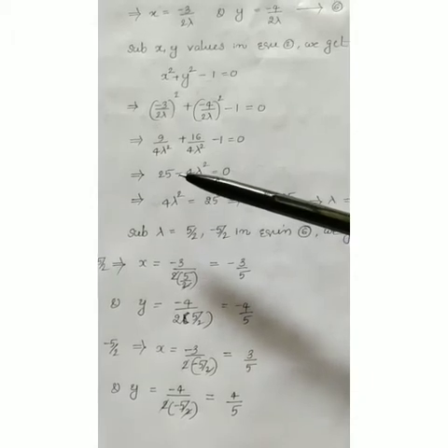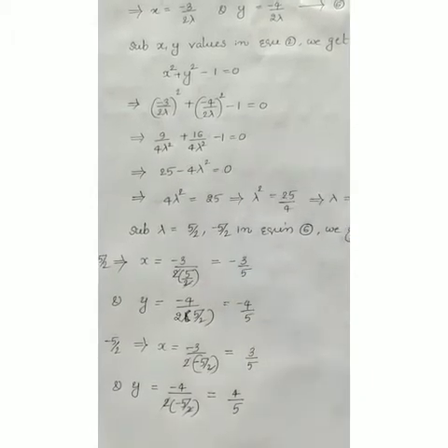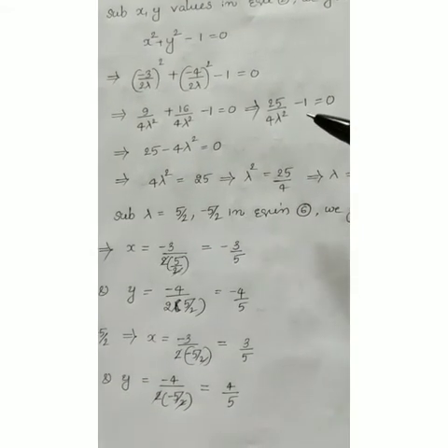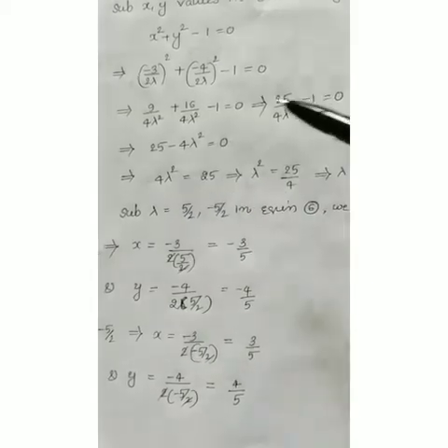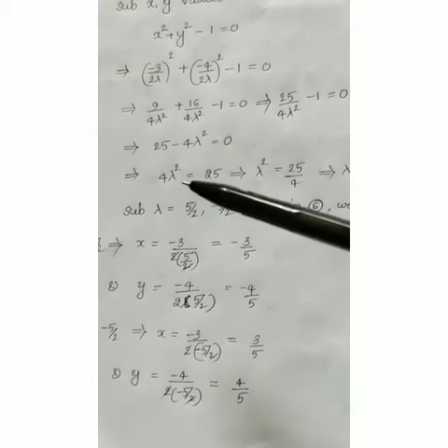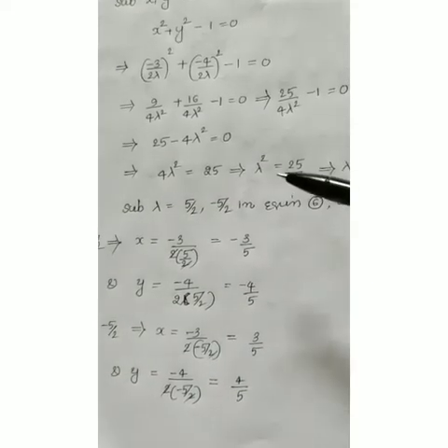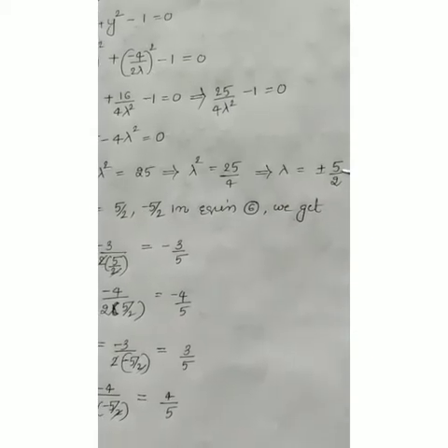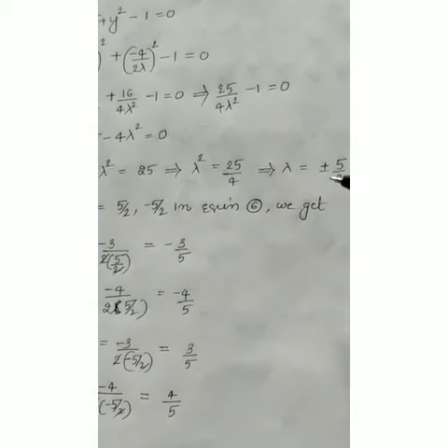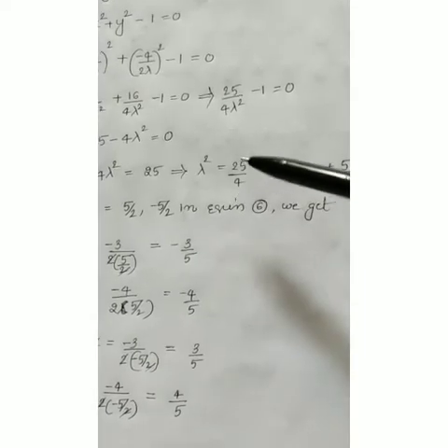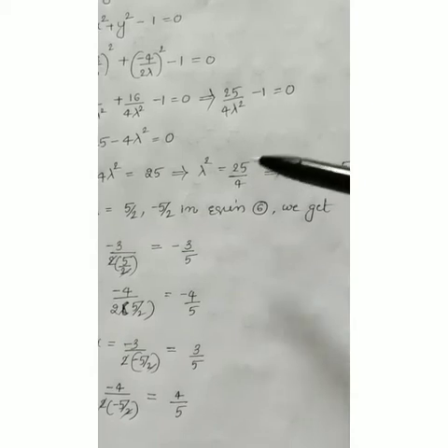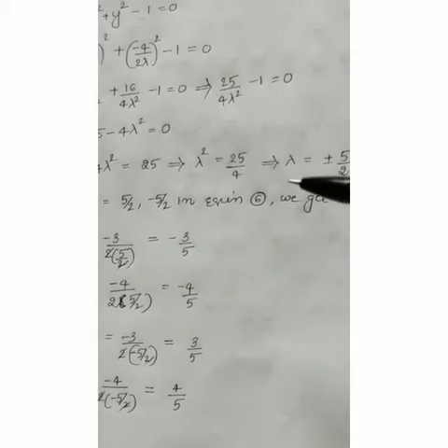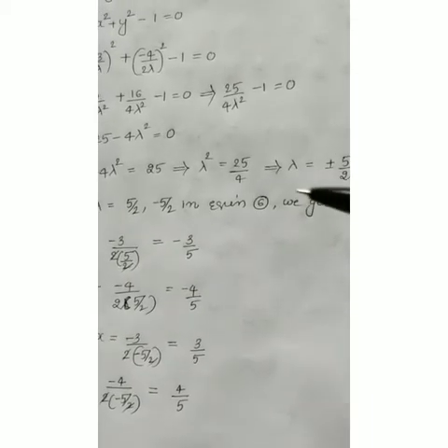That implies 25 by 4 lambda square minus 1 equal to 0. Then 25 minus 4 lambda square equal to 0. Then 4 lambda square equal to 25 and lambda square equal to 25 by 4. Then lambda equal to plus or minus 5 by 2. That is plus or minus root 25 by 4. Root 25 is 5 and root 4 is 2. Therefore lambda equal to plus or minus 5 by 2. So here we get two values of lambda, that is plus 5 by 2 and minus 5 by 2.